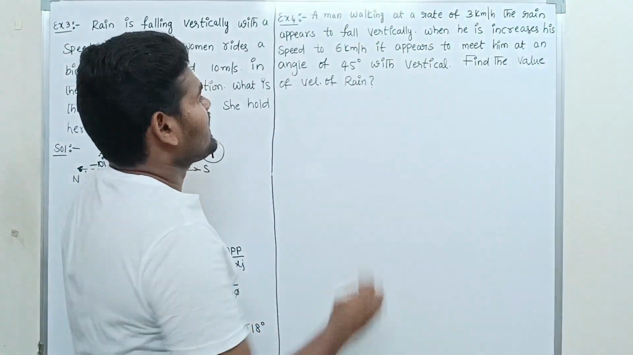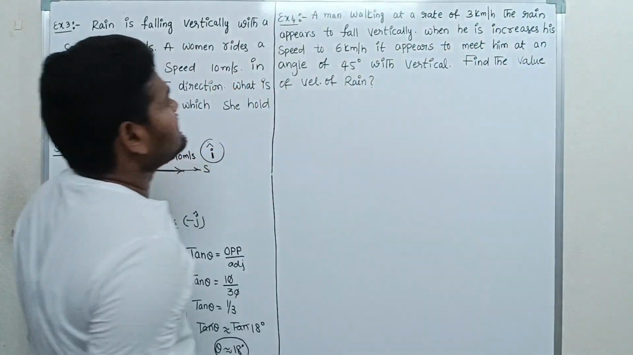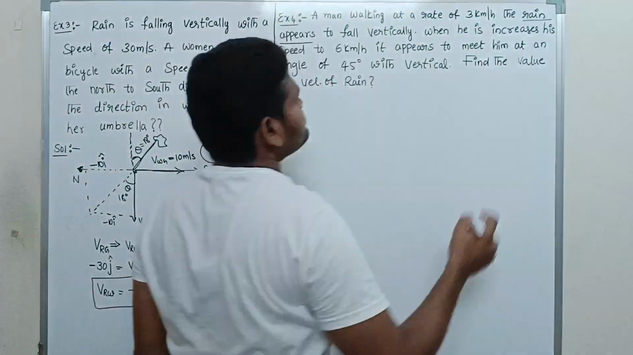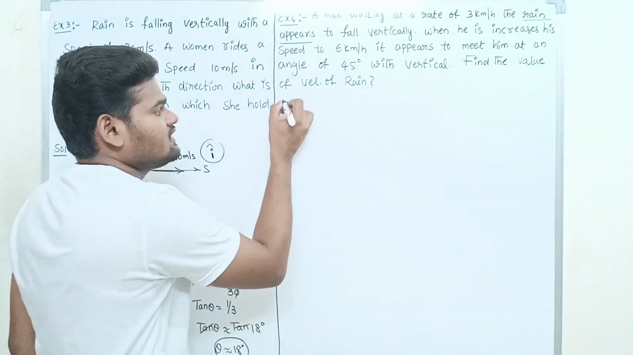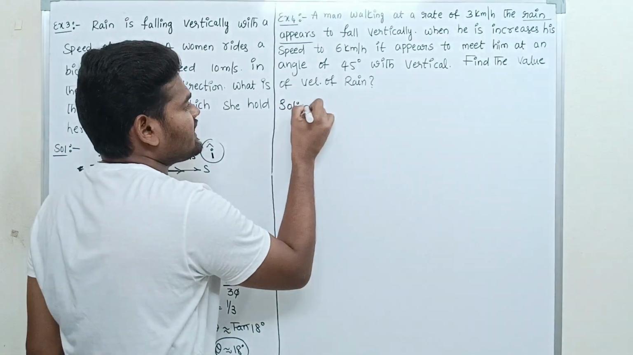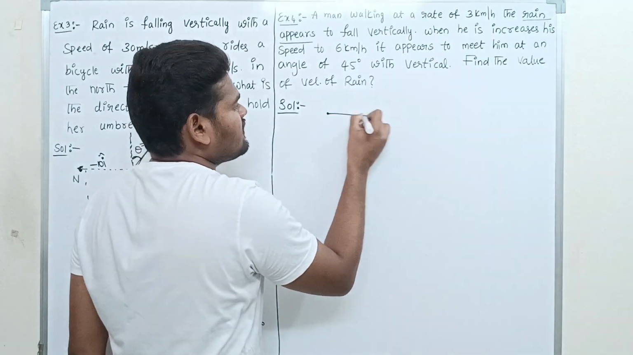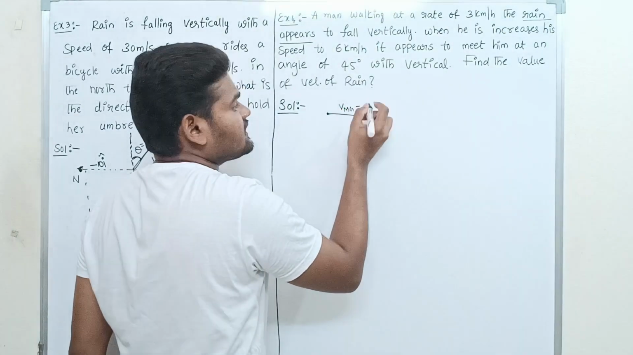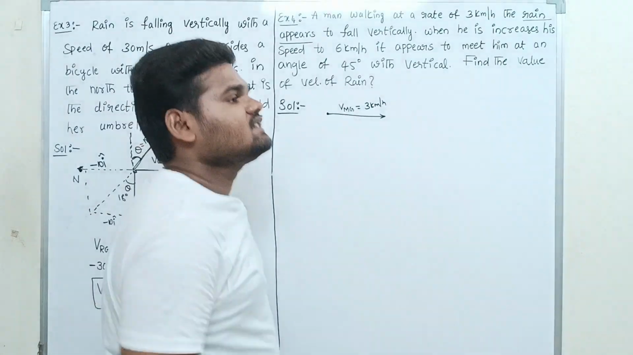So what are they given? A man walking at a rate of 3 kilometer per hour. The rain appears to fall vertically. Solution. I'm just going to draw the diagram based on the given question. Velocity of man with respect to ground is 3 kilometer per hour, because he is walking on the ground.